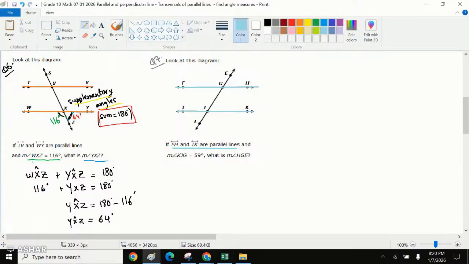Okay. Moving with the question, what they're saying is the angle KJG. Where is K? This is K, this is J, and this is G, right? So this angle given to us is 59, okay? This angle is given to us as 59. In the second part of the question, what do we need to find? HGE. So we need to find HGE. Let's see where HGE is. H, G, and E. We need to find this angle, right?